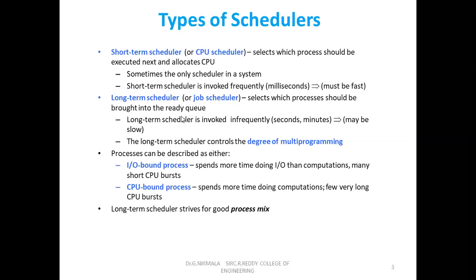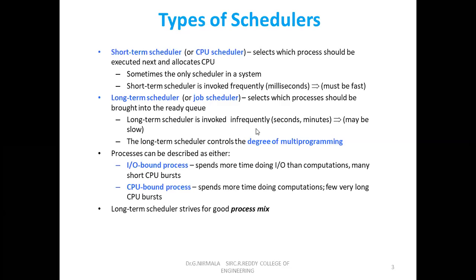It selects which process should be brought into the ready queue, meaning from the job queue to the ready queue. The ready queue is normally in the main memory. It prepares the process for execution and assigns the CPU to this particular process.